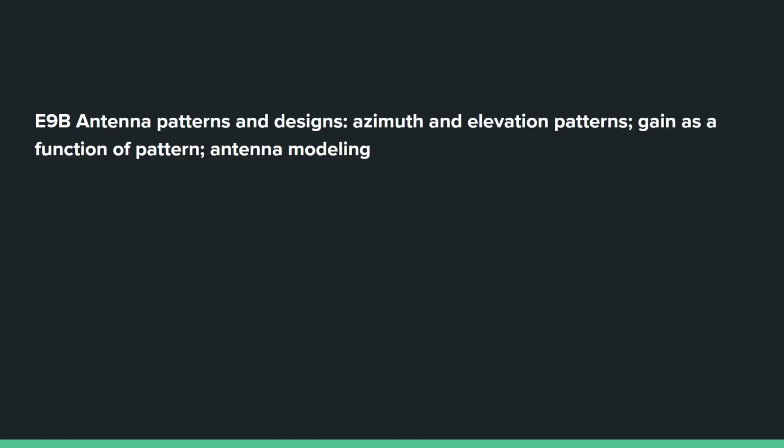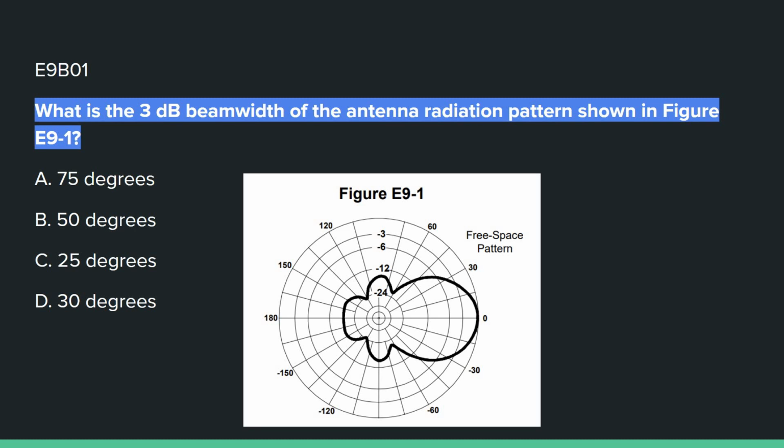E9B covers antenna patterns and design, azimuth and elevation patterns, gain as a function of pattern, and antenna modeling. E9B01, what is 3 dB beam width of the antenna radiation pattern shown in figure E9-1? It's B, 50 degrees.